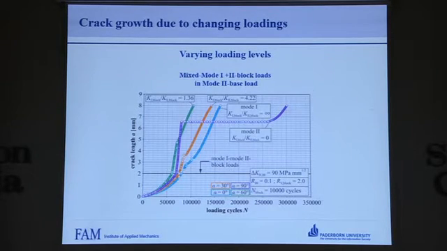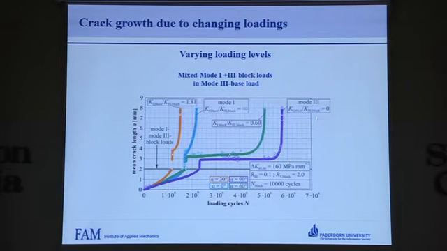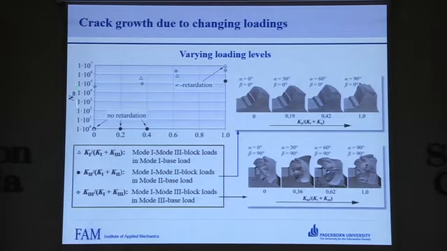Similar influences have interspersed in-plane mixed mode block loads in a mode 2 base load. Here, only a pure mode 2 block load leads to significant crack growth retardation in a mode 2 base load. In comparison to that, interspersed mixed mode 1+3 blocks in a mode 3 base load always affect a crack in the mode 3 base load. This is also shown by the determined delay cycles NDI, which you can see on this graph.